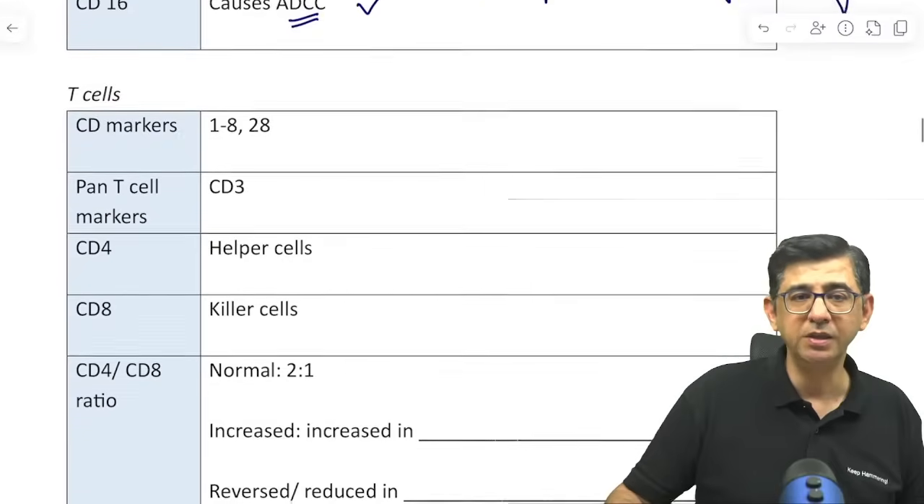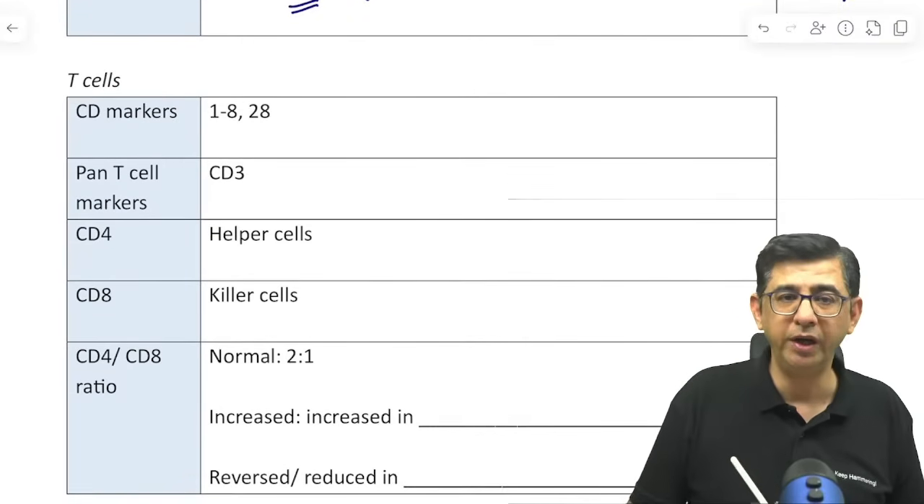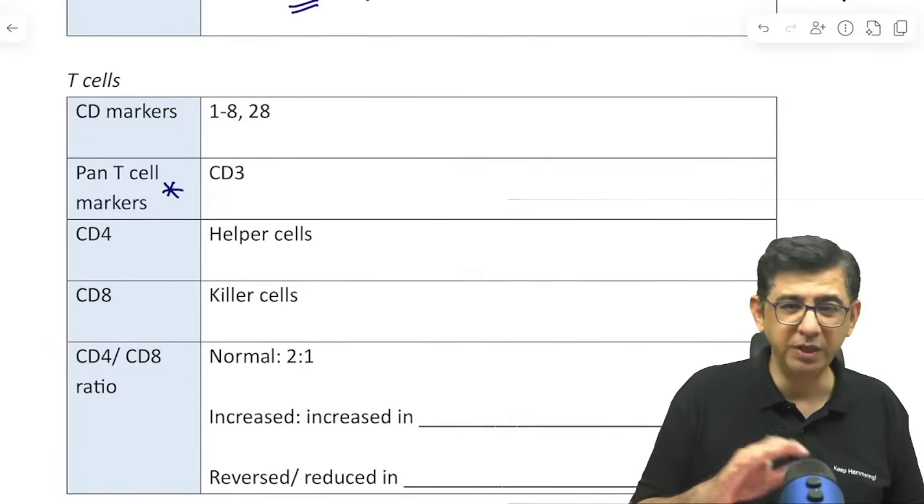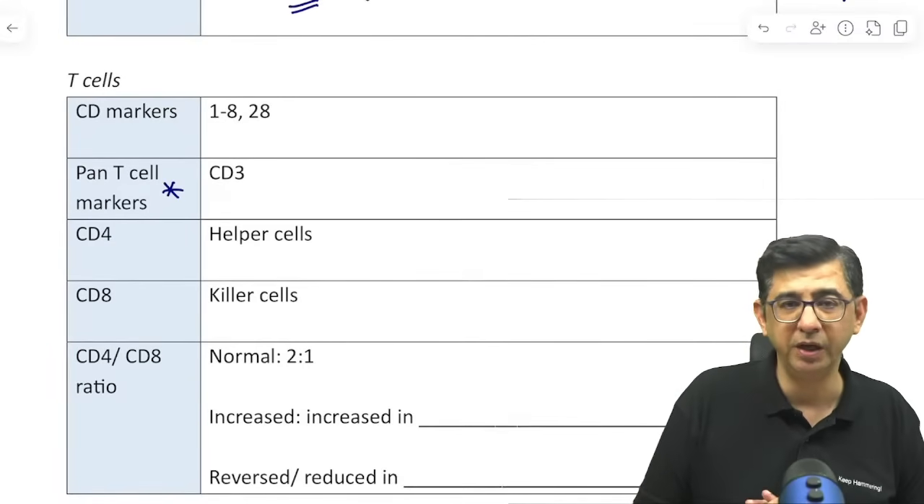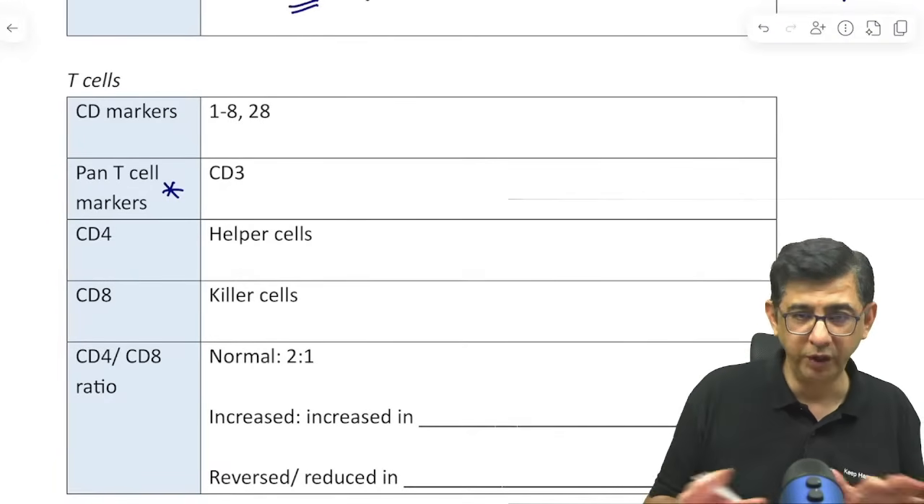For T cells, the CD markers are pretty simple. CD1 से CD8 and CD28. Pan T cell marker is CD3. जैसे हम pan B cell marker पढ़ेंगे, वैसे pan T cell marker is CD3. And then is helper and killer cells that I don't need to tell you.